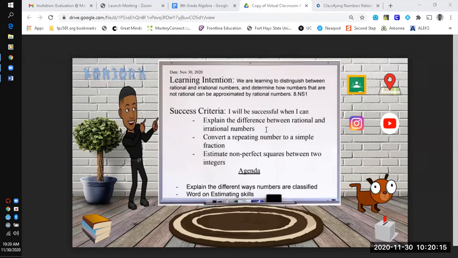The success criteria states that I will be successful when I can explain the difference between a rational number and an irrational number, and then also convert a repeating number to a simple fraction, and estimate a non-perfect square between two integers, okay? So those are three things we'll focus on for today. I'll break this video up in several pieces, so you'll have to go back and watch some other ones. But the first thing we're going to look at is just distinguishing between rational and irrational numbers.